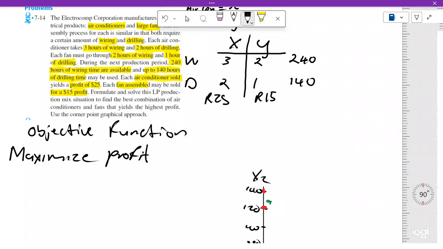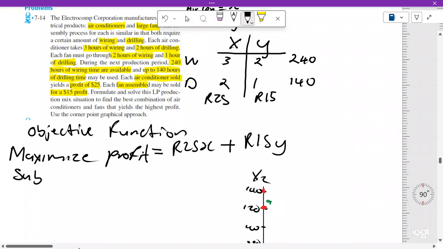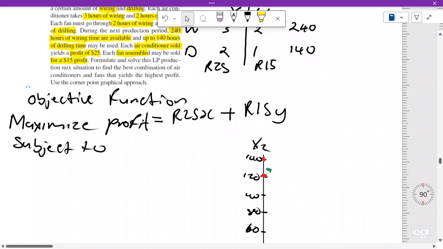So now, equals 25 rand X plus 15 rand Y, subject to satisfying these constraints, subject to meeting all the constraints. So this objective function is subject to satisfying the following constraints.